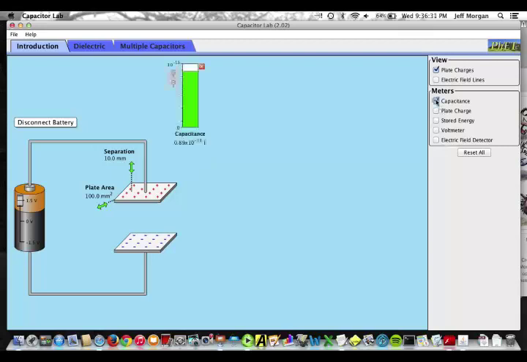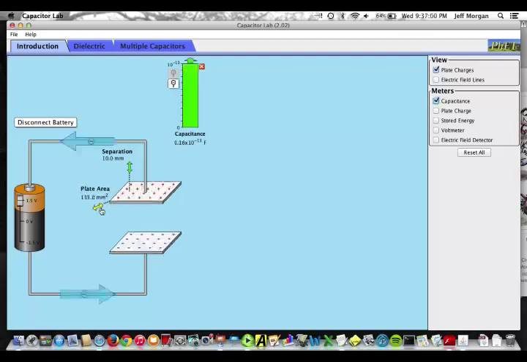Well, I'm going to turn on a meter here that tells me what the capacitance is of this system, and right now it's 0.89 times 10 to the minus 13 farads. Farads is the unit of capacitance, named in honor of Michael Faraday, who was one of the pioneering scientists in the work in electricity and magnetism. So if we increase the plate area, what should that do?